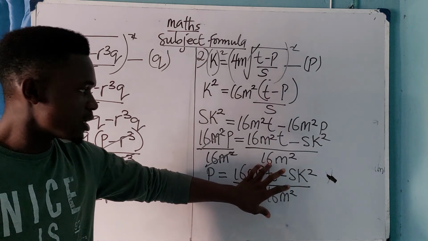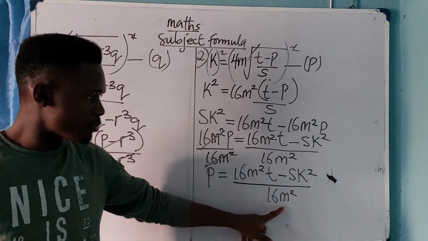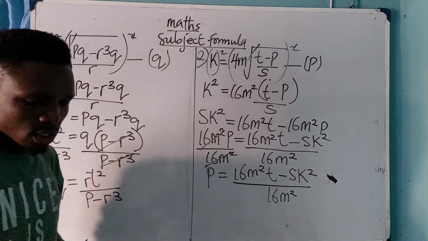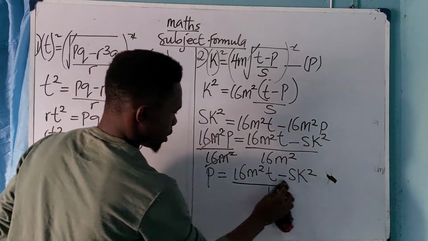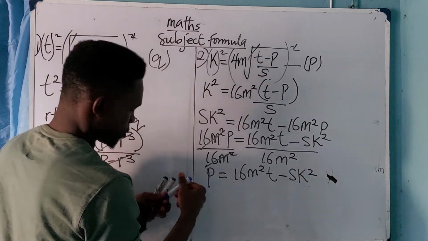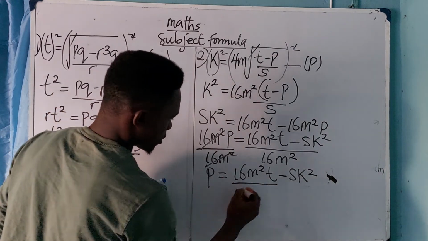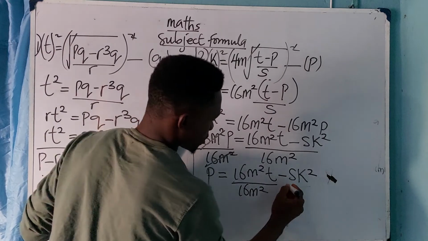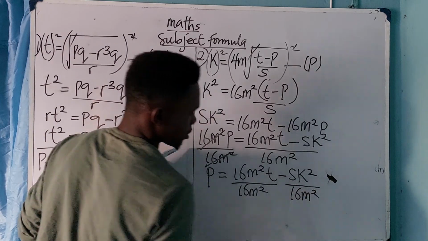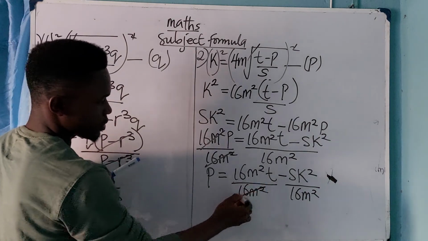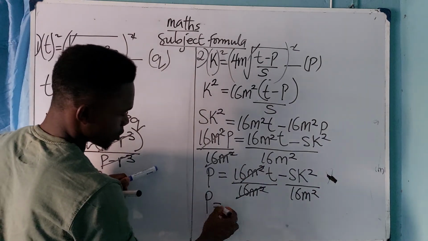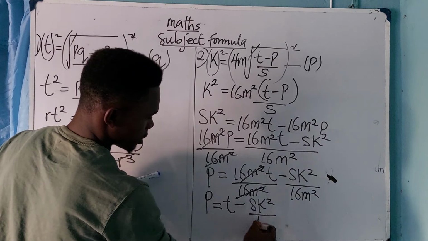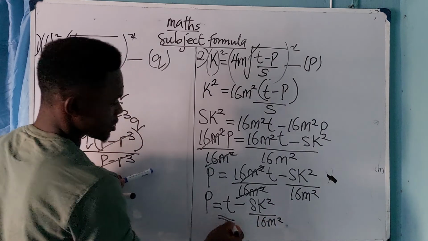This is not well simplified. Now you have 16m squared and you have 16m squared, which is totally odd. So for that reason, I'm going to split this expression into two parts. In doing so, it's going to take this form. It becomes 16m squared t over 16m squared, then sk squared over 16m squared. You can see now it is well simplified. I can now cancel this with this. It becomes p is equals t minus sk squared over 16m squared. All right, so this is our final answer.